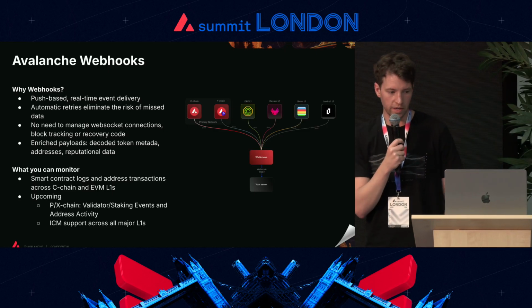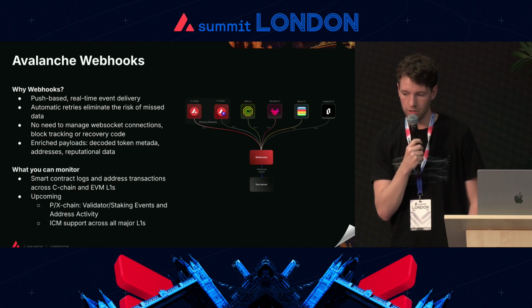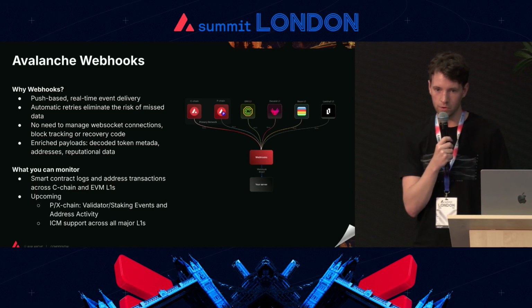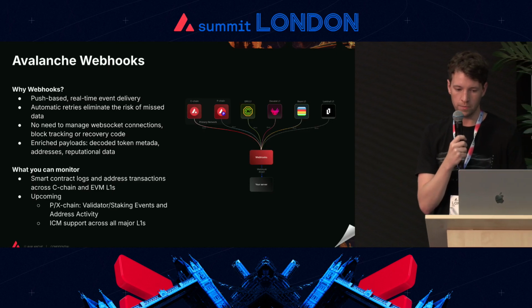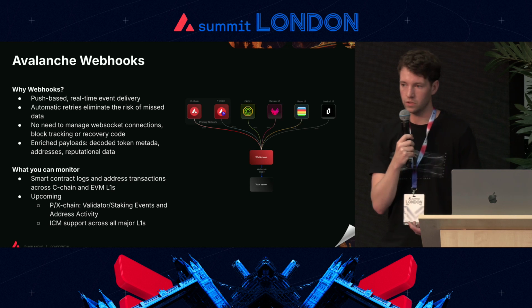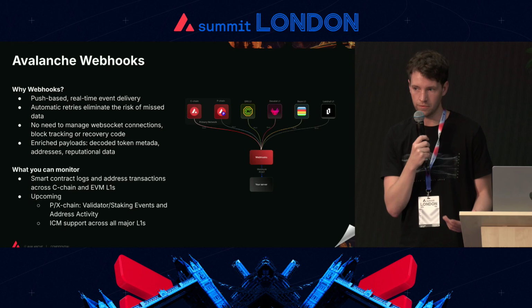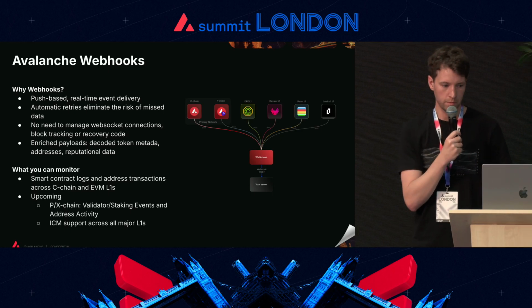We do augment the payloads as well. We include name, symbol, token decimal. We do have a few additional fields like reputational metadata we get from Blockaid and a few other folks. So essentially all you need to do is receive the payload and you don't need to make any subsequent API calls. Everything should be ready to go right from there.